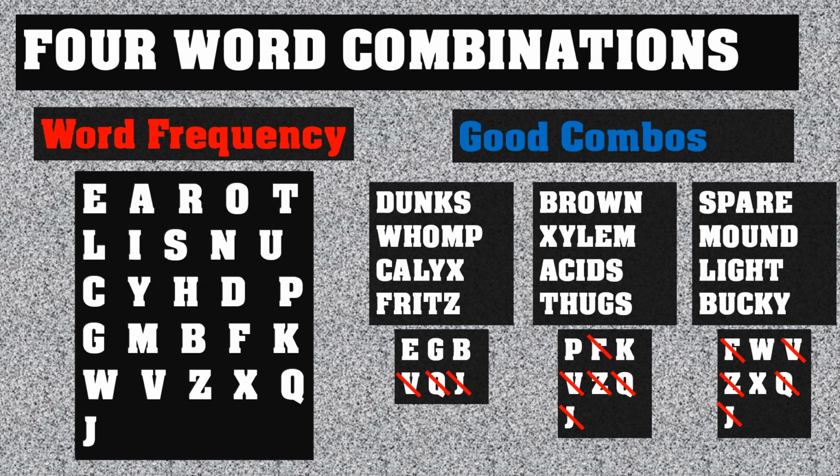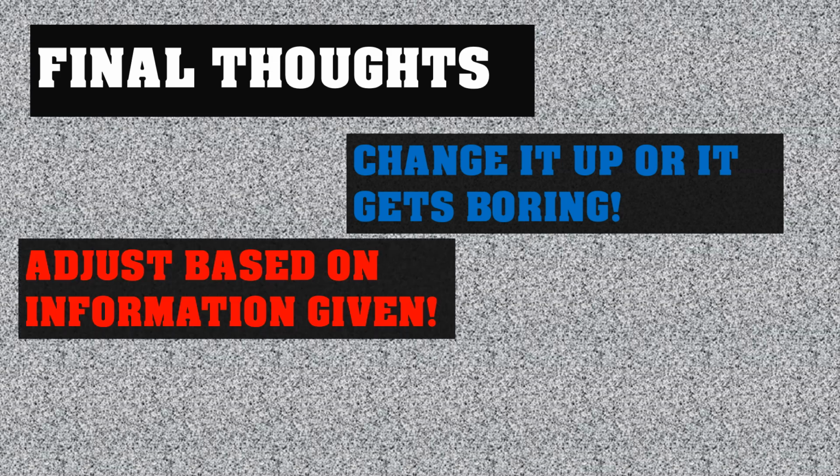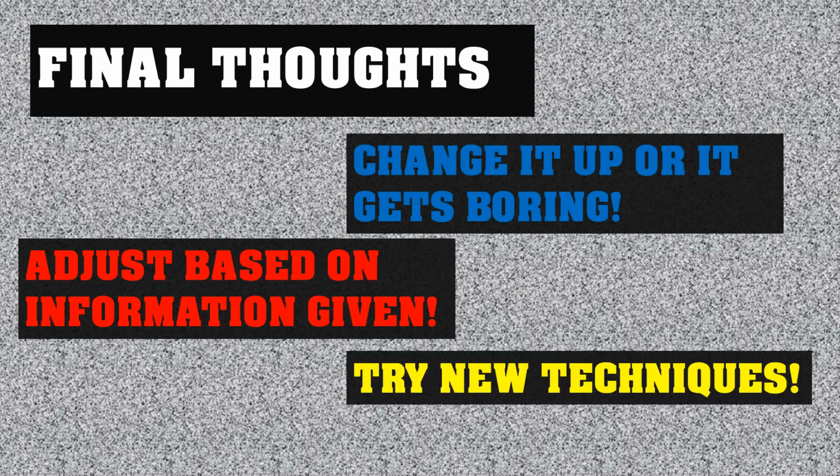I hope that video was helpful for you in looking at your combination of words. A couple of final thoughts. Number 1, change it up or it'll get boring. Don't use the same groups and combinations every single time. Know some combinations that you can use, but definitely change it up. And you always need to adjust based on your given information. If you have 3 green letters in your first word, don't stick with the standard combinations. Change it up a bit based on that information and try new techniques.